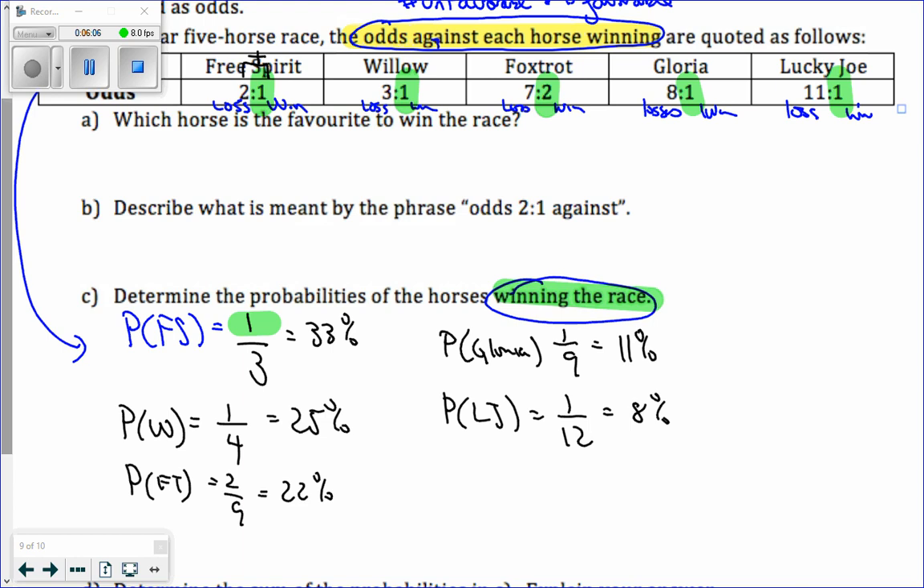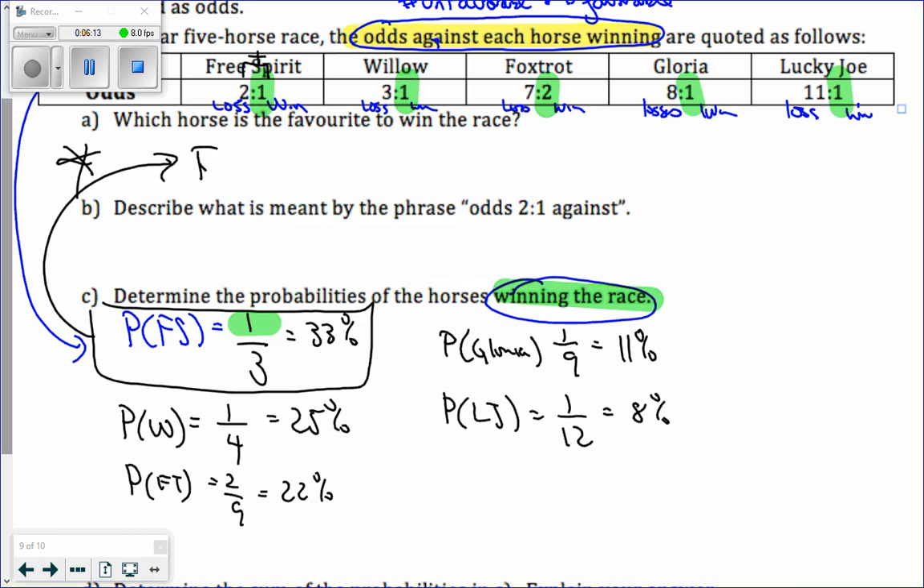So if we go back to part A now, which horse is the favorite to win? Free Spirit, because he has a 33% chance of winning the race. And if you look at the numbers, this one's going to lose 11 times for every one win. This one should only lose twice for every one win. So it's got the best odds. But sometimes it's hard to see until you break it down into their percents. And I find the percents just way easier.